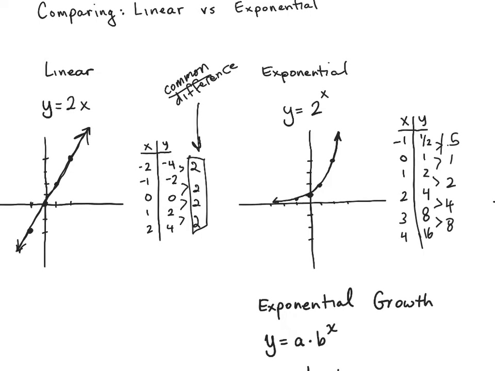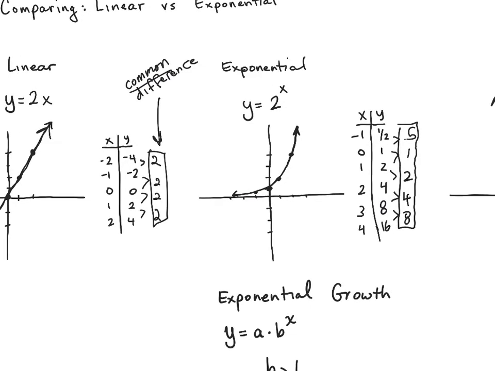So if we look at the differences between the y values, it's no longer a common difference, but there is something, there is a pattern here between these values. We're multiplying by 2, so 0.5 times 2 is equal to 1. 1 times 2 is equal to 2. 2 times 2 is equal to 4. 4 times 2 is equal to 8. So we're not adding by the same number like we were doing here. Here we're adding by 2 every time. Here we're multiplying by 2 every time.